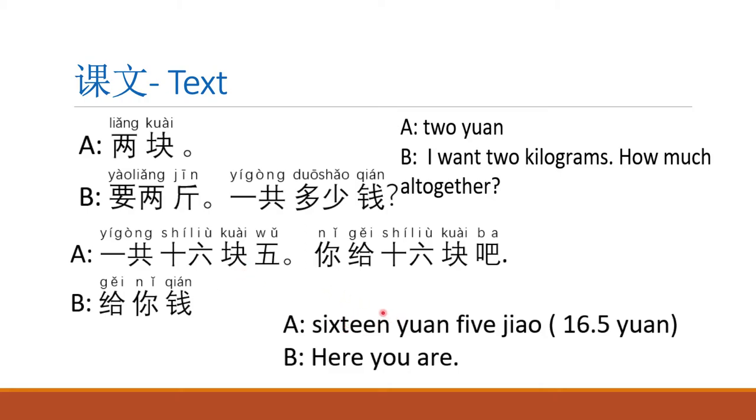Okay, 一共, okay, the total is 16 yuan 5 jiao, okay. 十, okay, which means 10. 六, which means 6. And you plus all together. 十六, which means 16, okay. 块五, 五, which means number 5, okay. 角 is the lesser value of the Chinese currency, okay. 你给十六块吧, okay. What does this mean? You just need to give me 16 yuan, okay, 你给16块吧, you give me just 16 yuan, alright, and here you are, 给你钱, 给你钱, okay, give somebody.